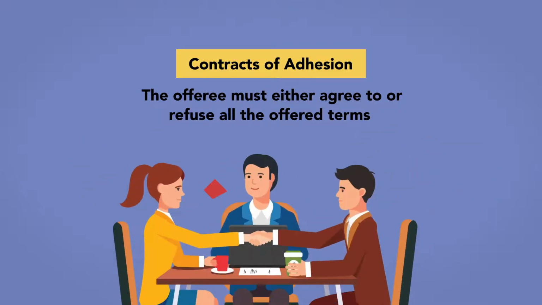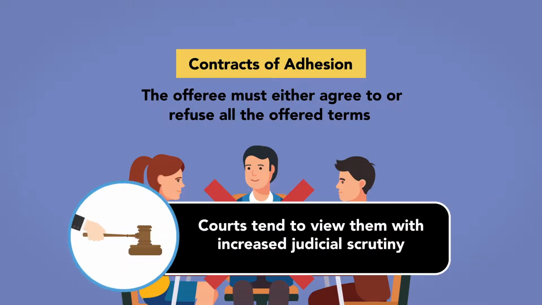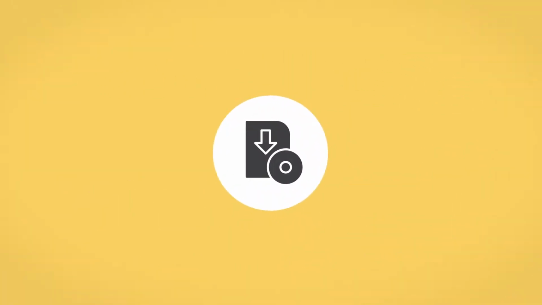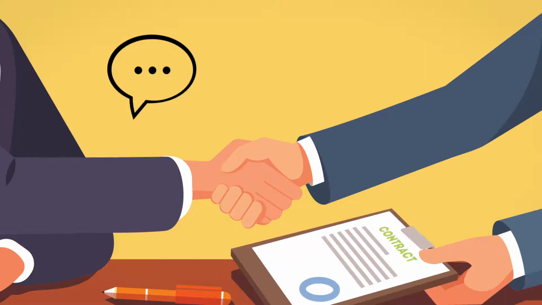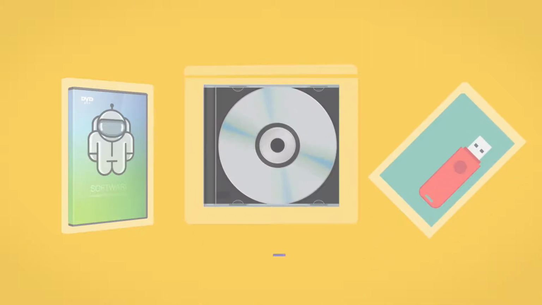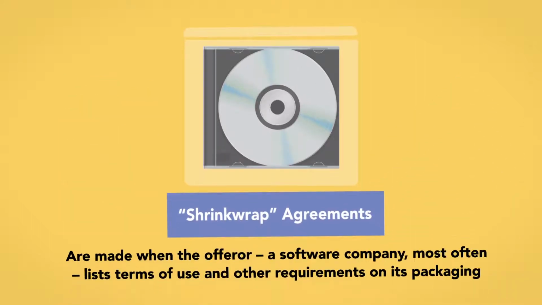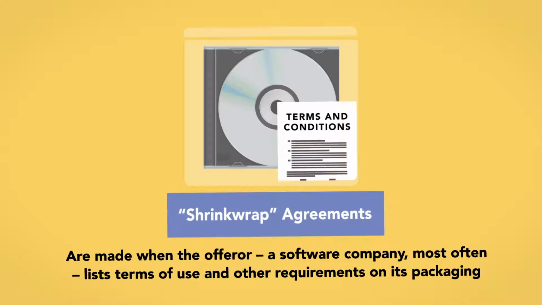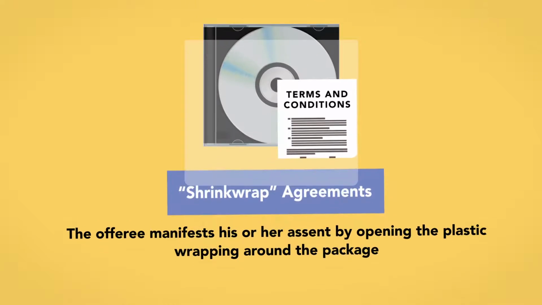These contracts typically offer no bargaining power to the consumer, and as a result, courts tend to view them with increased judicial scrutiny. The software industry has shifted the notion of assent in contractual agreements from traditional oral or written formats to more abstract means. In fact, the tech industry gave rise to an entire category of contracts that originated with what is now known as shrink-wrap agreements. Shrink-wrap agreements are made when the offerer, a software company most often, lists terms of use and other requirements on its packaging, and the offeree manifests his or her assent by opening the plastic wrapping around the package.